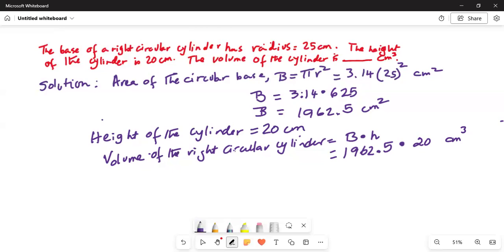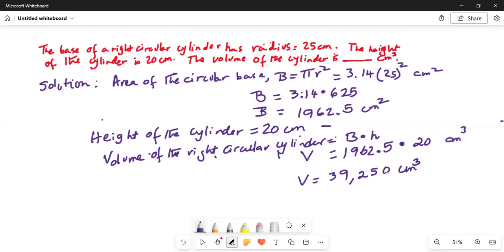So if we call this volume V, V is equal to this. I will do the calculation on my calculator: 1962.5 multiplied by 20 is 39,250 centimeter cubed. Again, the unit of the volume is always cubed.